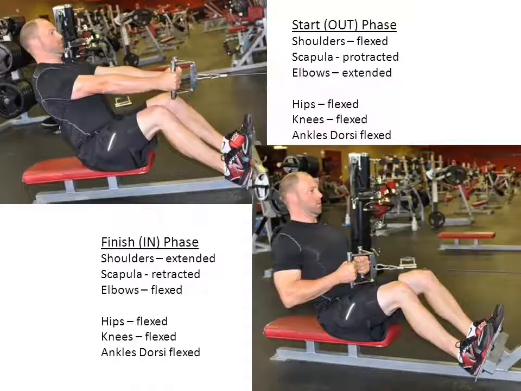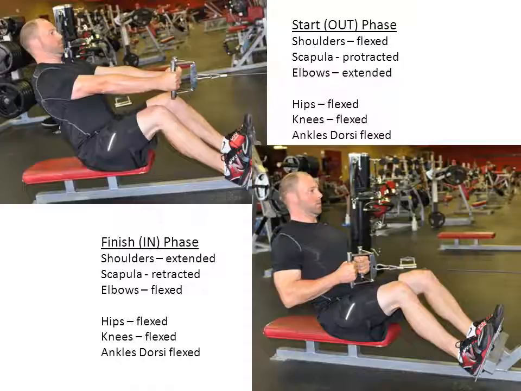His hips and his knees and his ankles have stayed the same. His hips are still flexed, his knees are still flexed, and his ankles are still dorsiflexed. The movement is coming from the shoulder girdle and the elbow joint. So to recap, in the picture on the top left, he's flexed at the shoulder joint, and in the picture on the bottom right, he's extended at the shoulder joint.